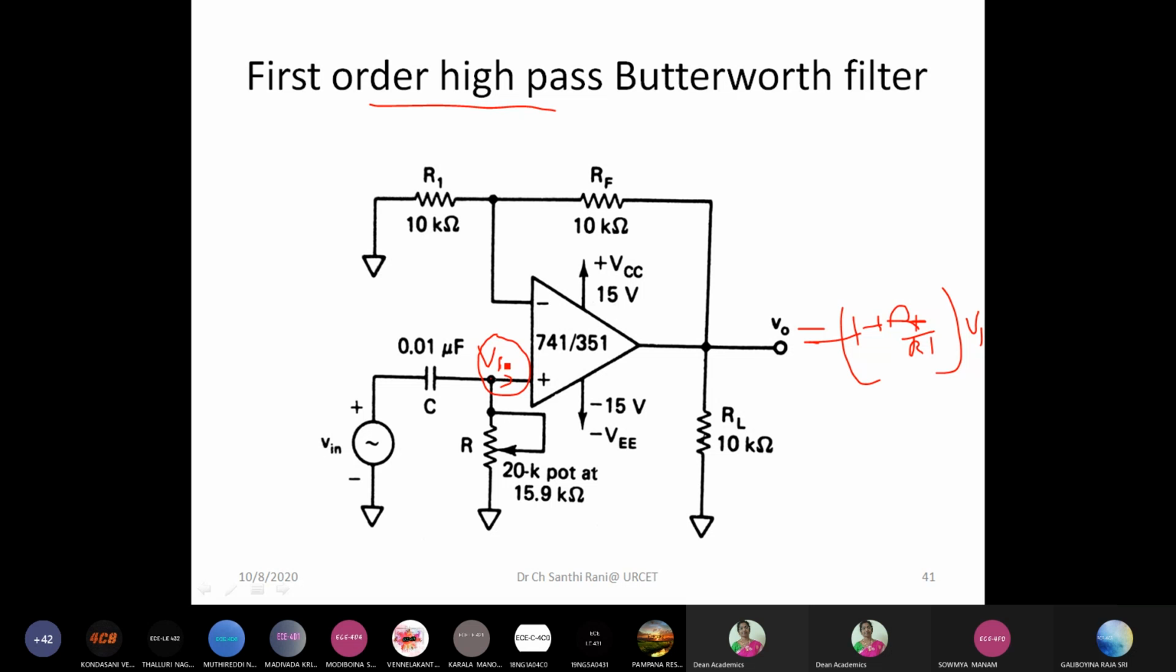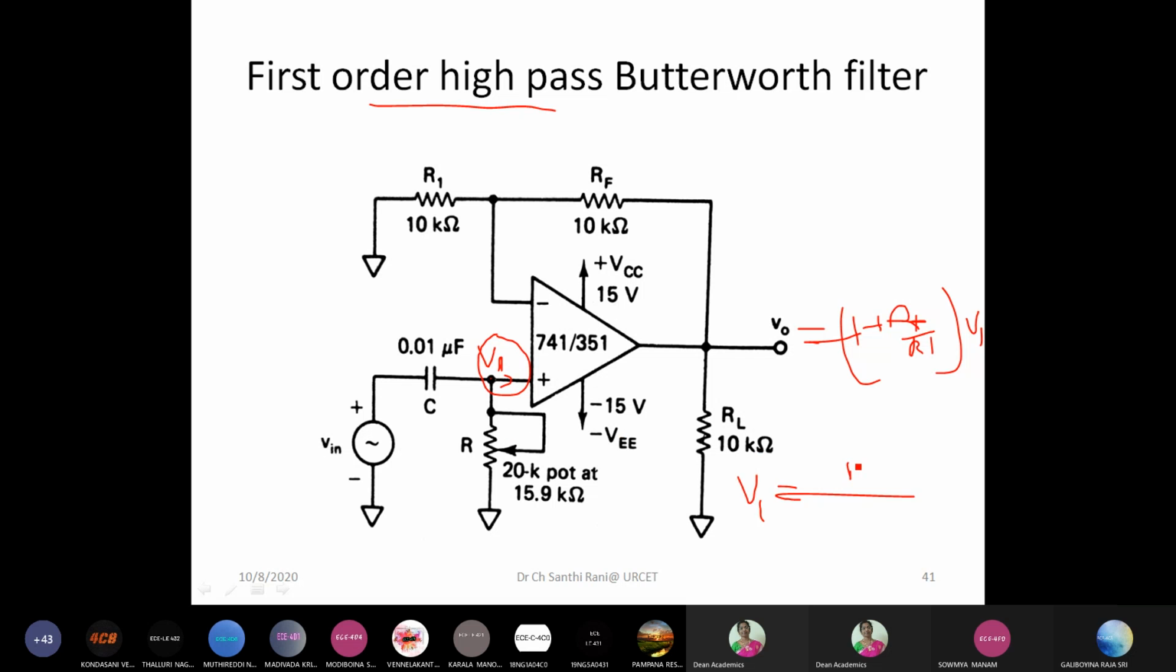So this V1 we want to write. What we have done in the low pass filter, the same way we are doing, right? V0 is equal to 1 plus RF by R1 into V1. So what is this V1? To calculate this V1, you use the voltage divider rule. So what is this voltage divider rule? V1 is equal to what do we write?